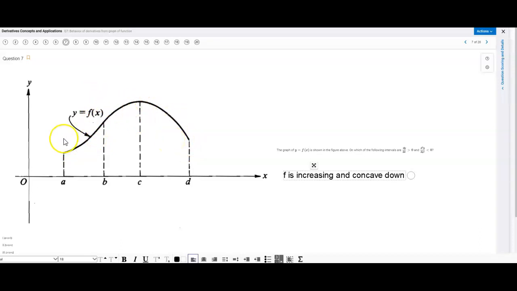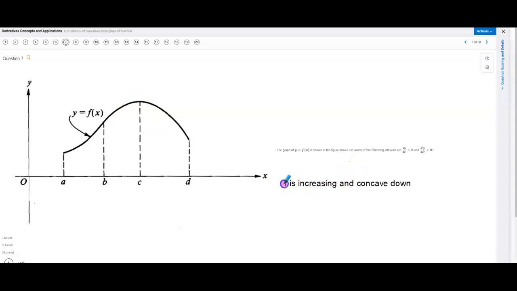So this graph is increasing anytime it's going in an upward direction. So let me do a little color coding here. f is increasing anytime it's moving in an upward direction. So on this entire interval, it's increasing. And it's concave down anytime you have that bowl shape that looks like that. And so I would say probably from here to here. Now, on what interval are both of those things happening at the same time? Well, as you can see, it's here, from B to C.